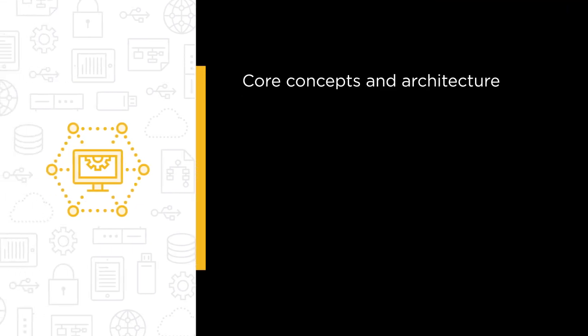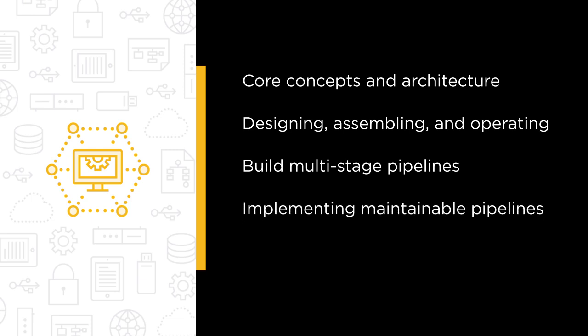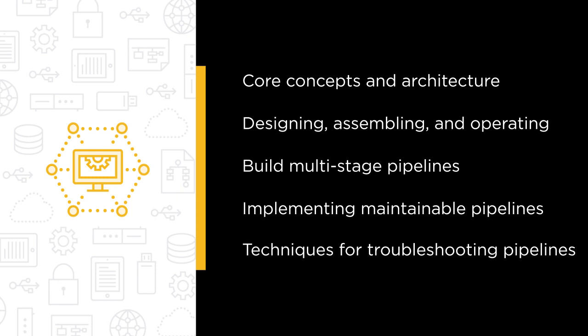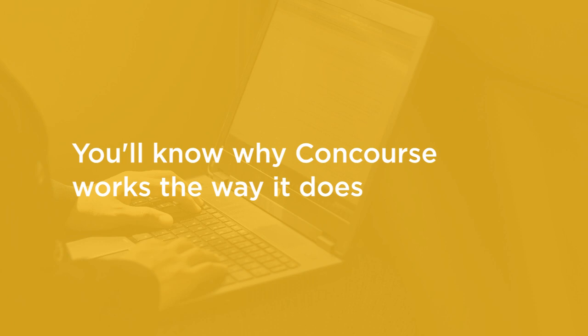Some of the major topics that we will cover include understanding the core concepts and architecture of Concourse, designing, assembling, and operating pipelines. We'll look at how to build multi-stage pipelines. We'll see how to implement maintainable pipelines that are easily changed. And we'll look at techniques for troubleshooting your pipelines. By the end of this course, you'll know why Concourse works the way it does and how to use it to build effective, manageable pipelines to deliver software to production.